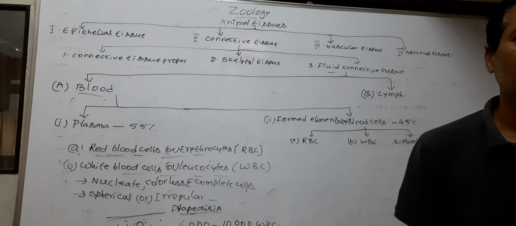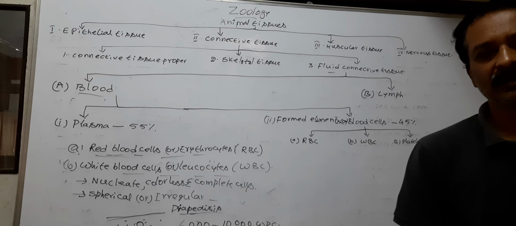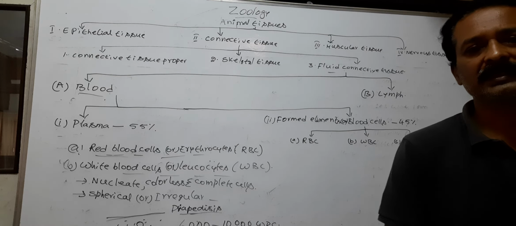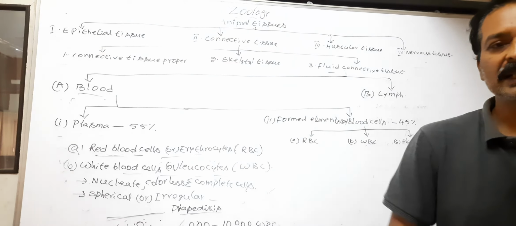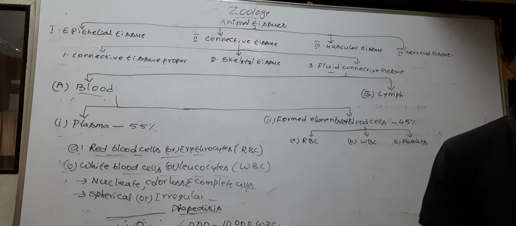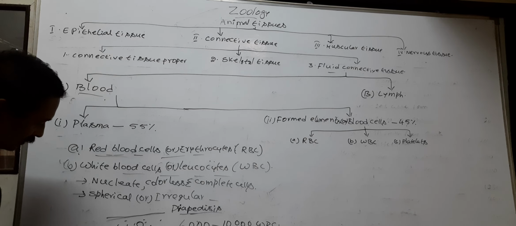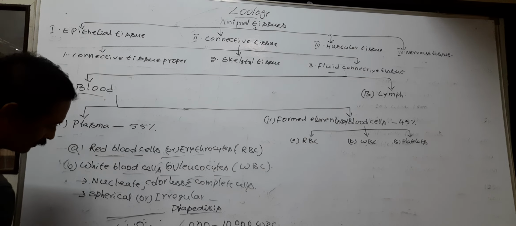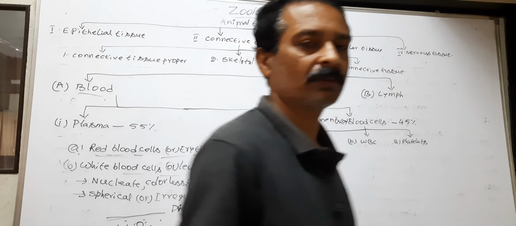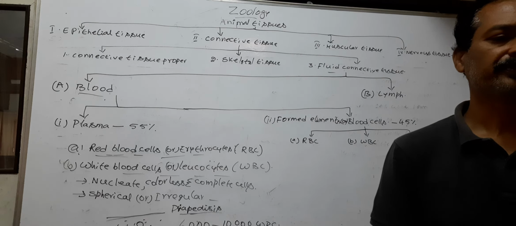The process of formation of WBC is called leukopoiesis. Production of RBC is called erythropoiesis. Production of WBC is called leukopoiesis. Formation or production of WBC is called leukopoiesis.